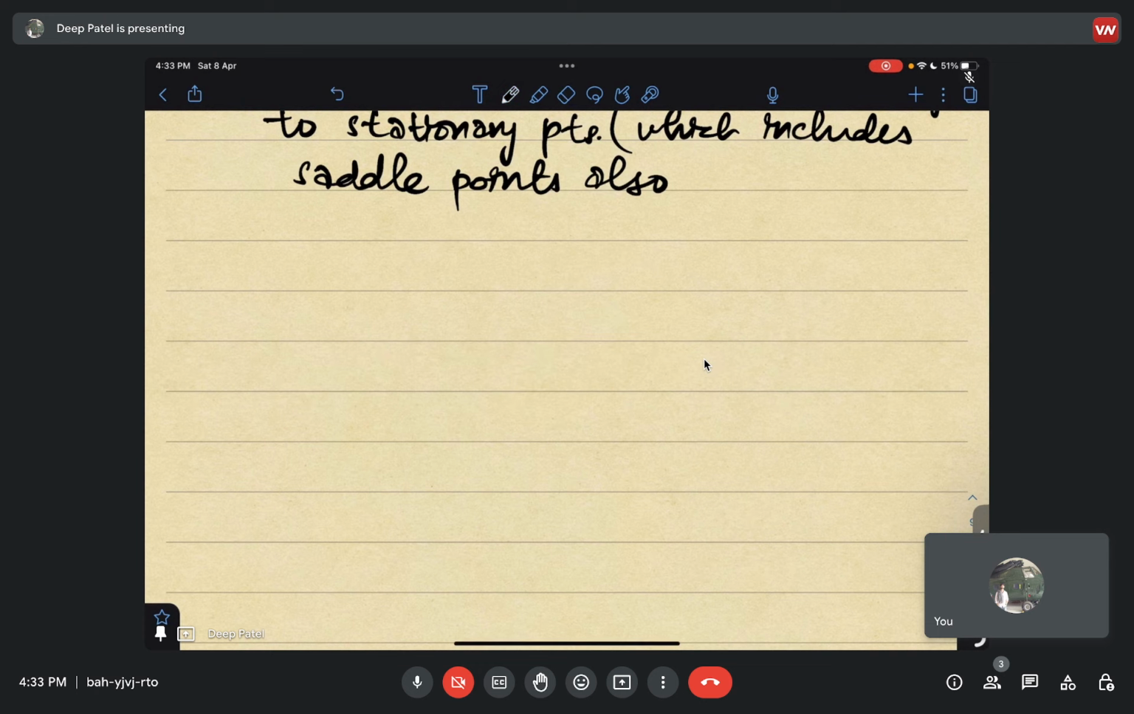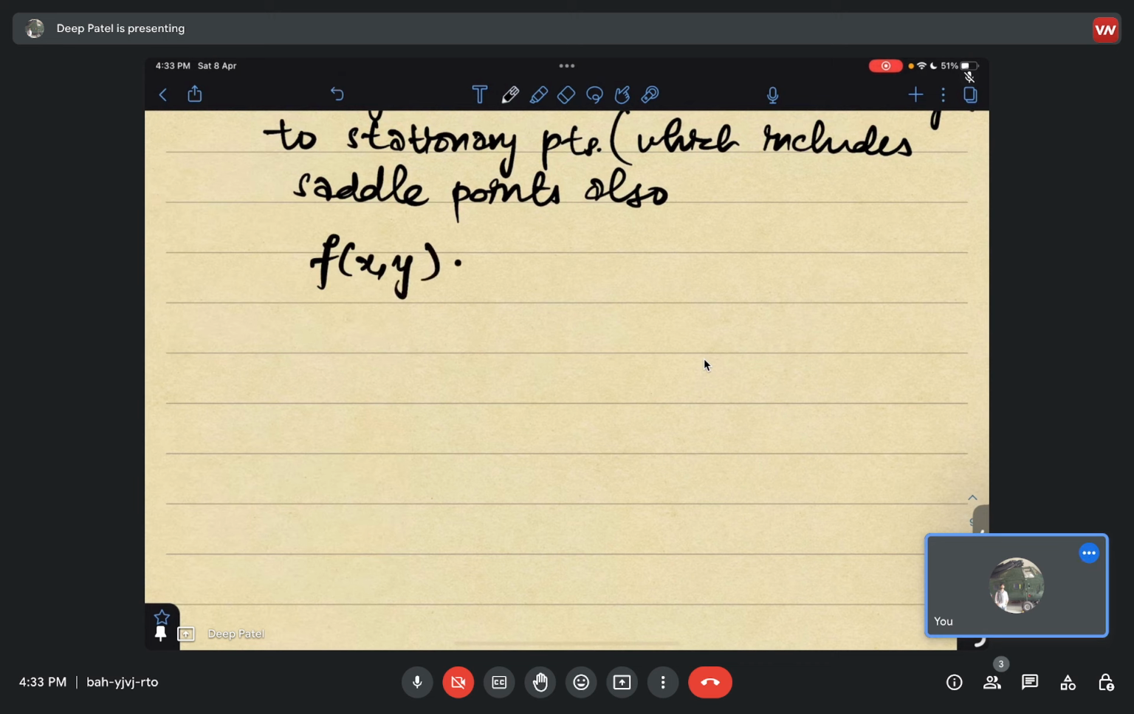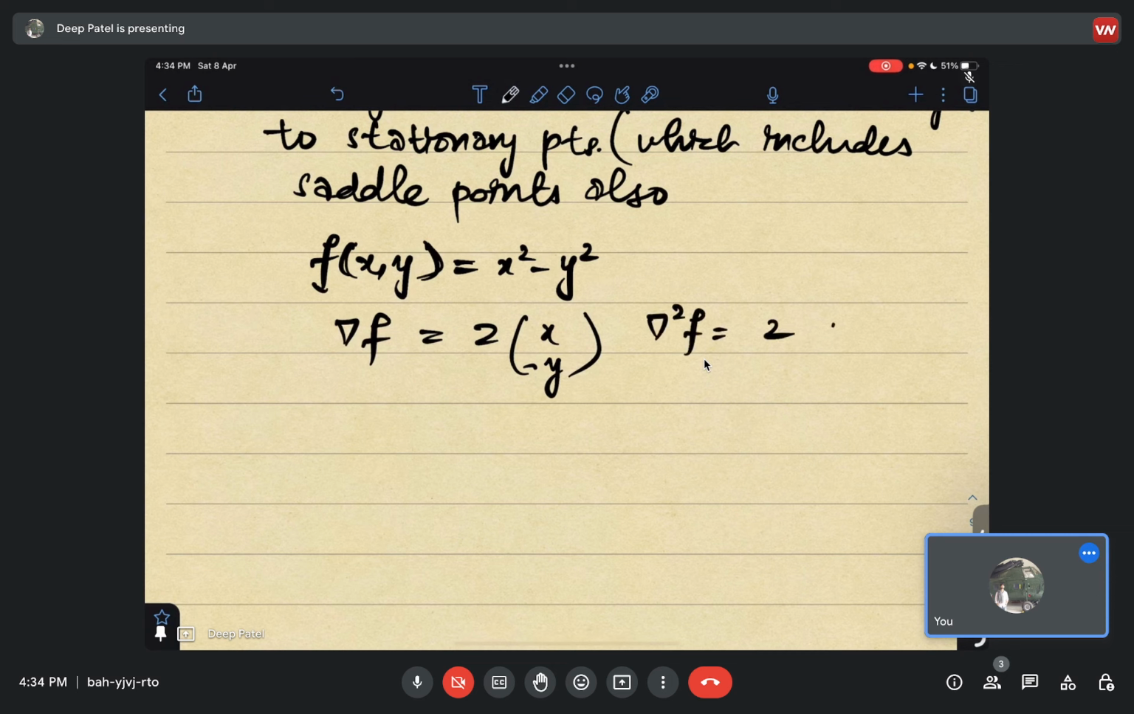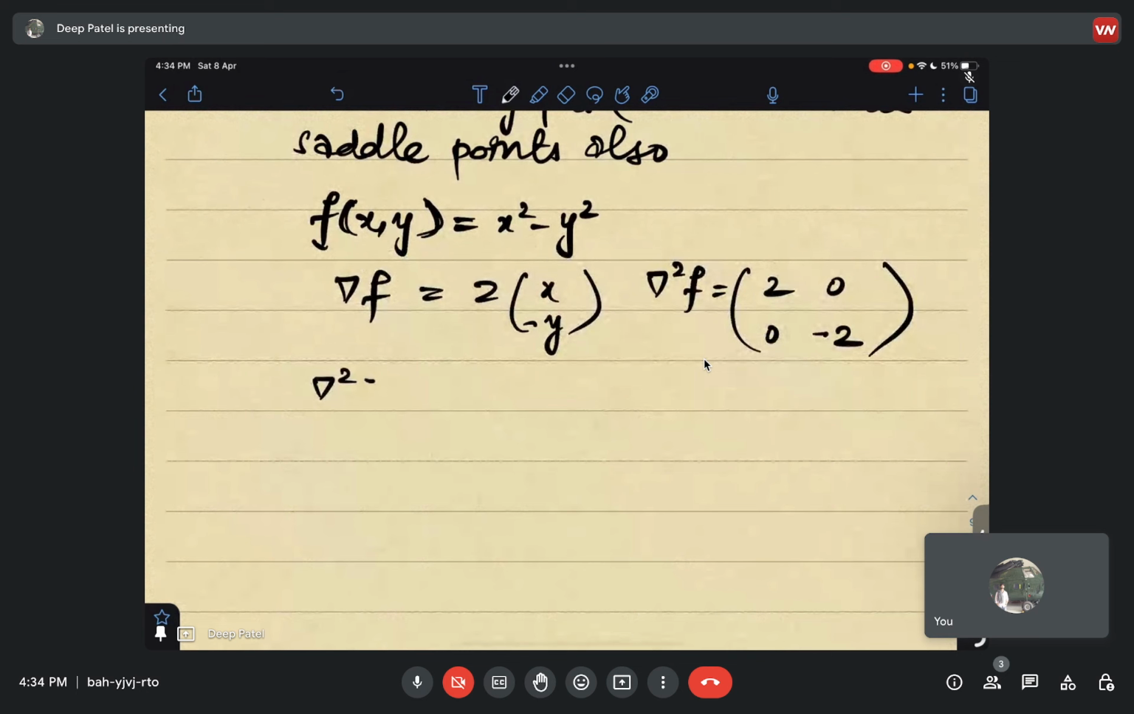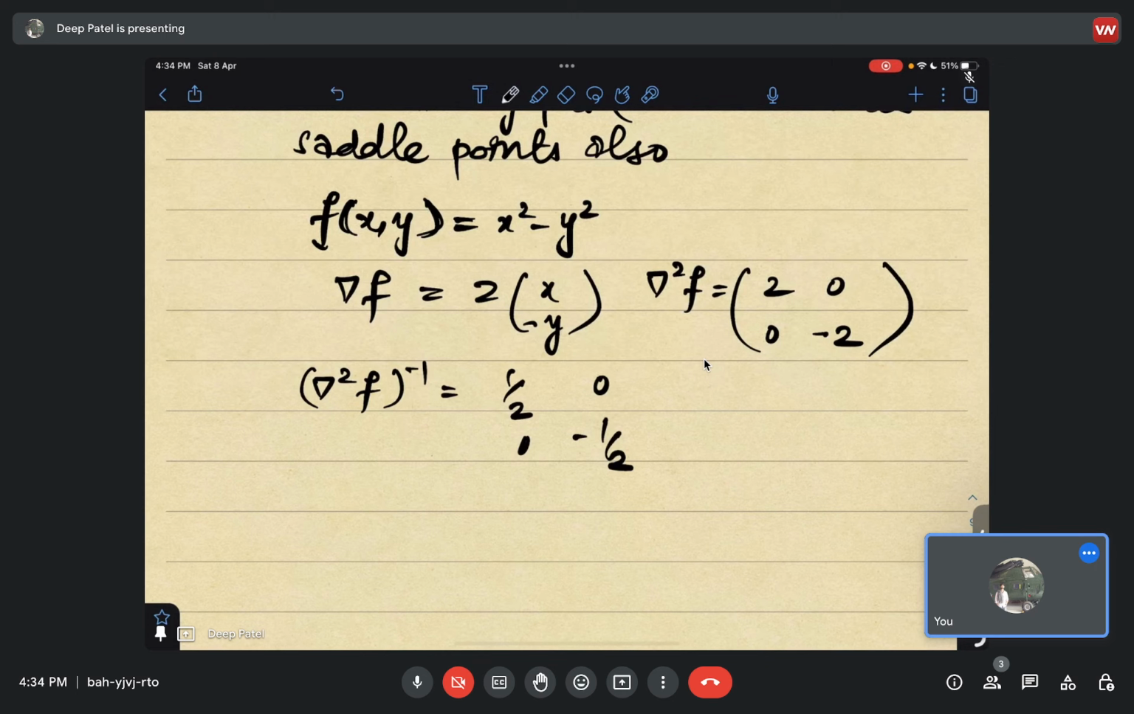Anyway, we'll just construct a simple example. We'll take a 2D case, x squared minus y squared, a very simple function. Just took two quadratics and subtracted them. So what is the gradient here? (2x, minus 2y), right? And what is the Hessian? The Hessian is diag(2, minus 2), except for the scaling. So the inverse will simply be diag(1/2, minus 1/2).